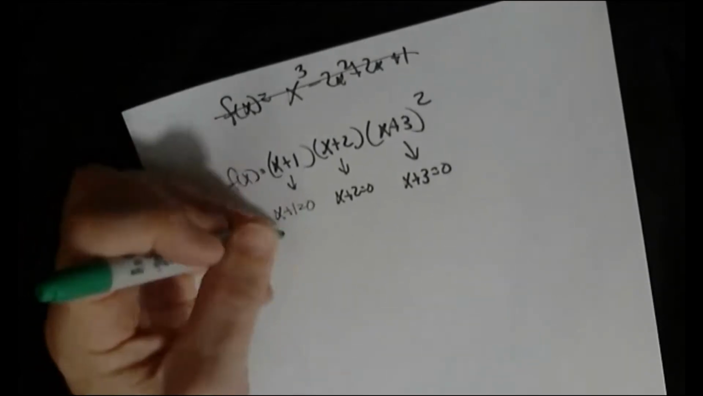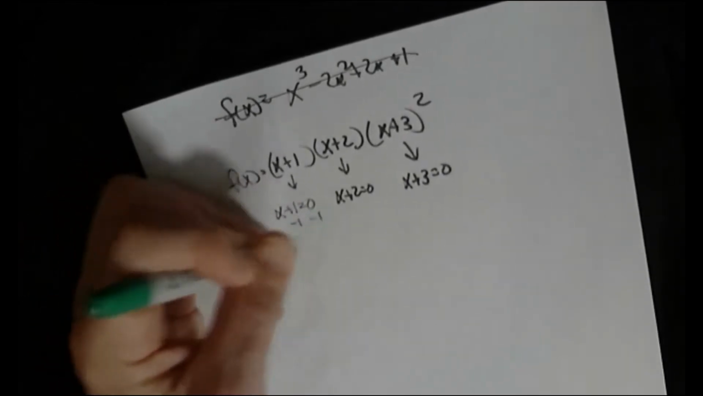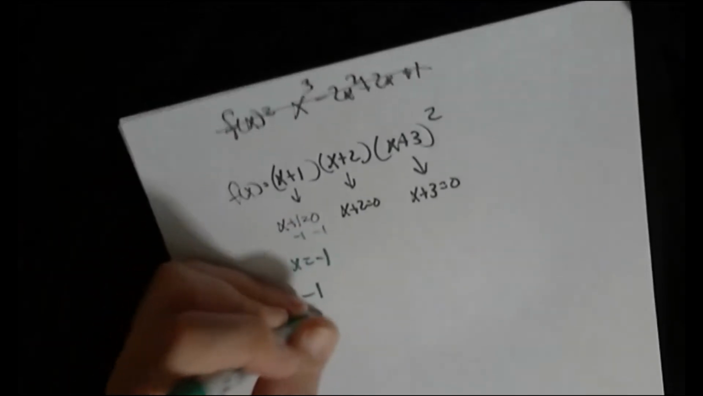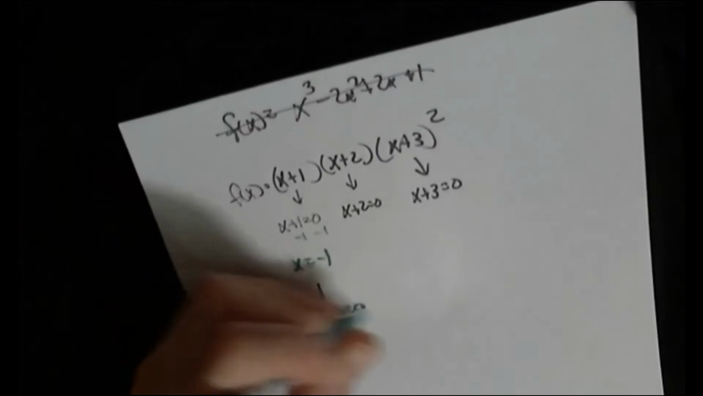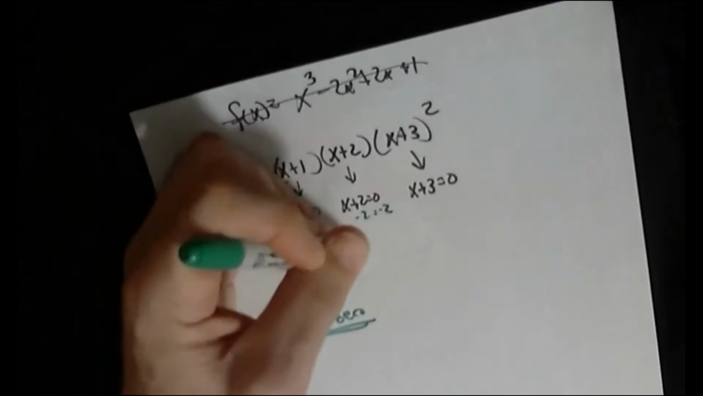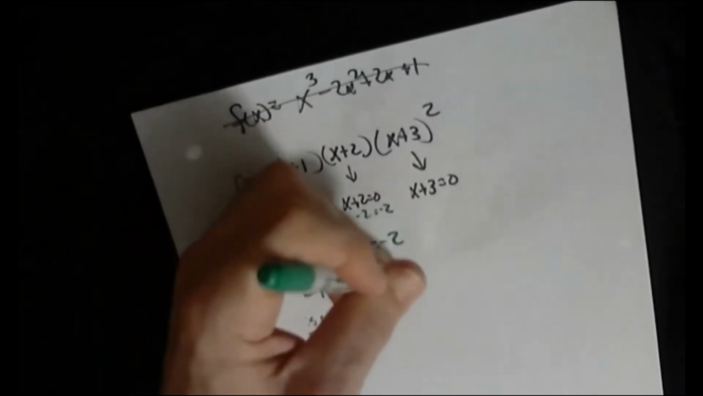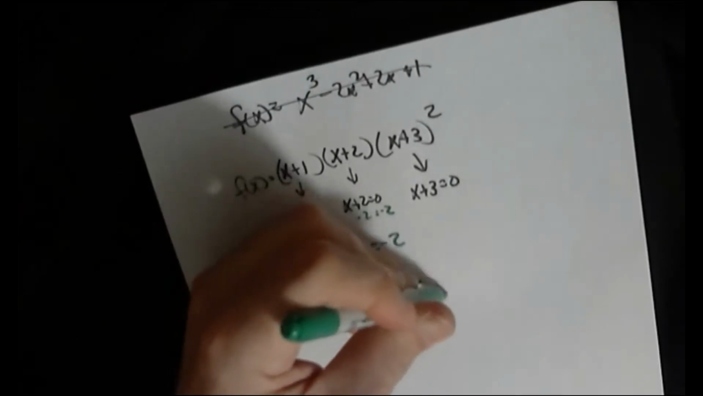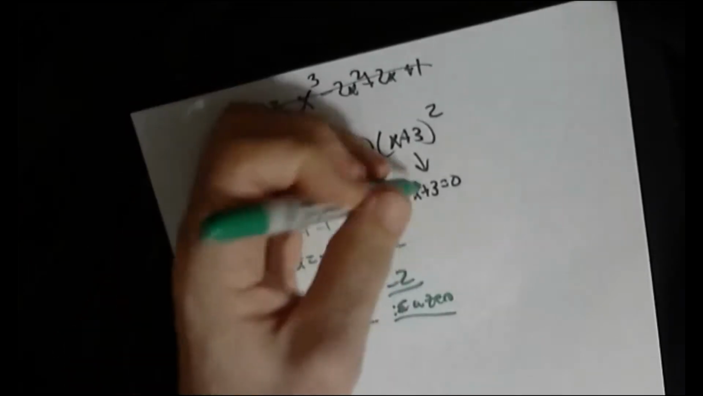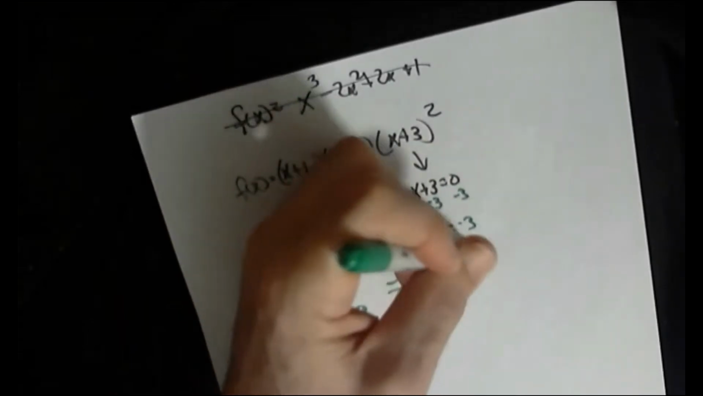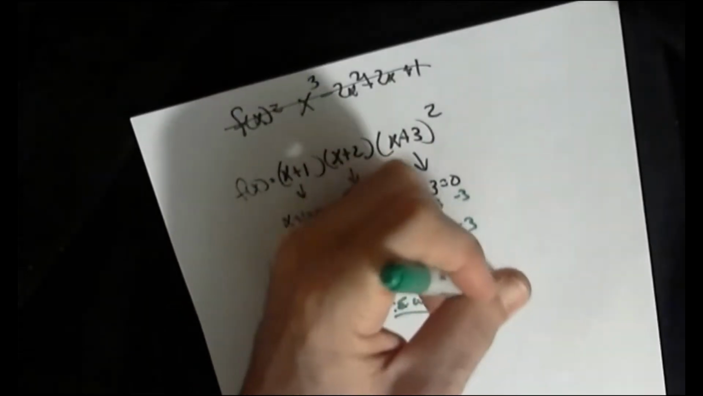X plus 1 equals 0. If we wanted to solve this, subtract 1 from both sides. X equals -1, so -1 is a 0. Subtract 2 from both sides, okay, X could equal -2, so therefore -2 is a 0. X plus 3, subtract 3 from both sides, X equals -3. -3 is a 0.